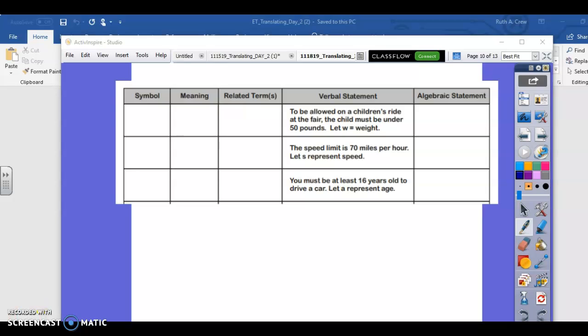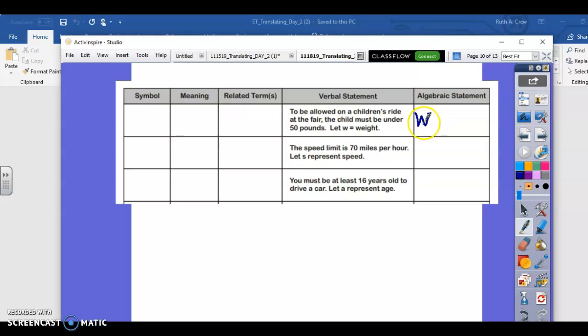All right, so the first problem says, to be allowed on a children's ride at the fair, the child must be under 50 pounds. So we don't know how much a child's going to weigh, but we need to represent this saying that whatever the weight of the child is, so we're going to use W, so the weight of the child needs to be under 50 pounds.